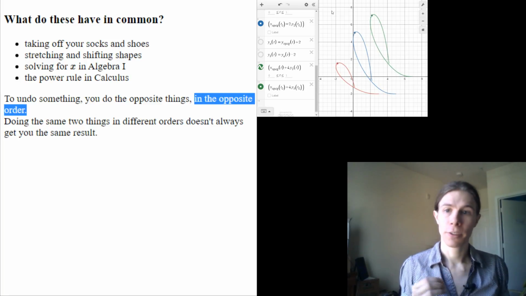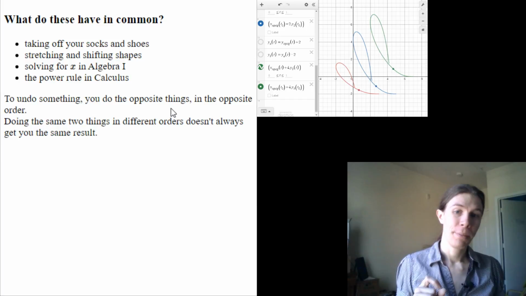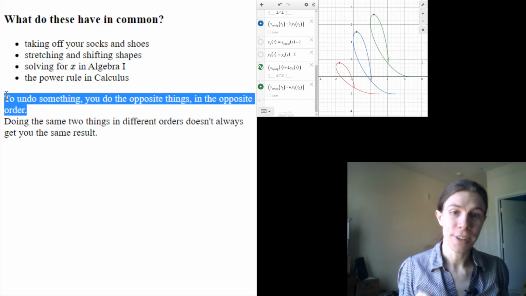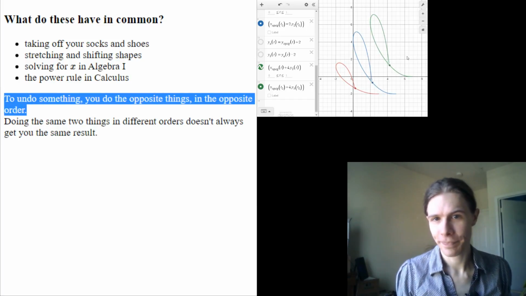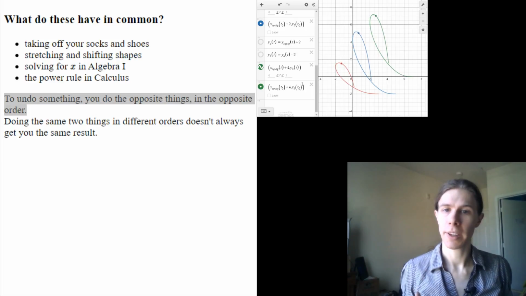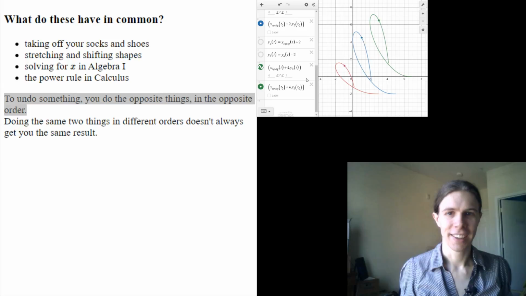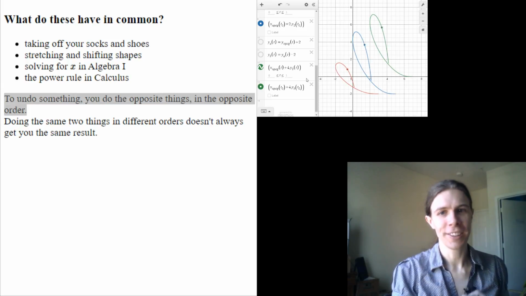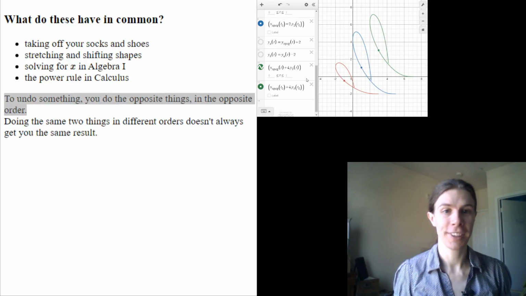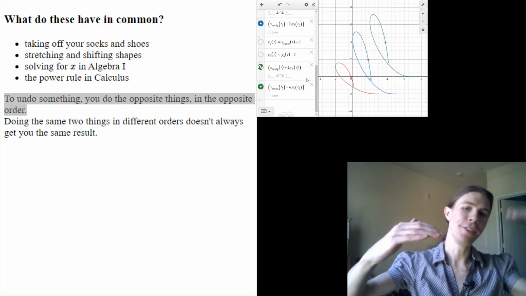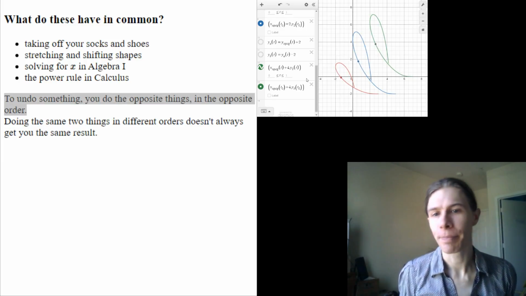And that's really important here, because if you know this, you can diagnose this problem. If you didn't get what you wanted, you can undo the things you did in the opposite order and see if you get to what you wanted. Or if you really want to know the difference between two different things, do one of them and undo the other and see what you get.